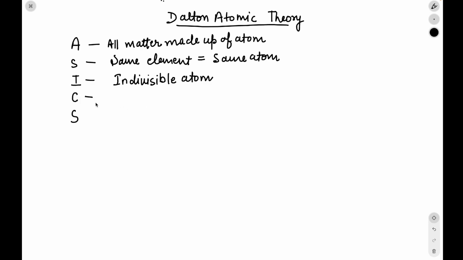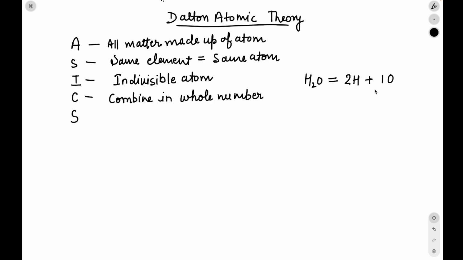Next is C, which stands for combine in whole numbers. That means atoms combine in small whole numbers to form compounds like a water molecule, formed by the combination of two hydrogen and one oxygen atoms, not in fractions. They combine in small whole numbers.